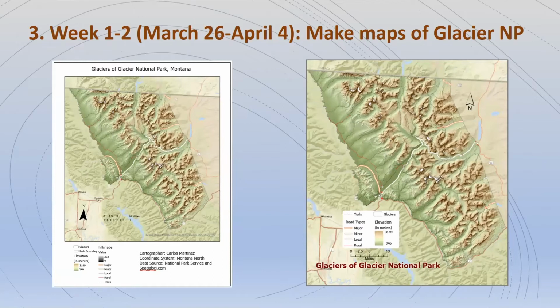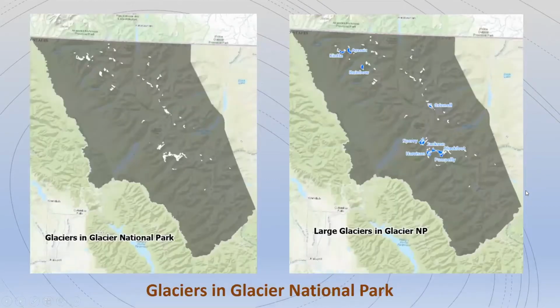Next step, they made the map for Glacier National Park. They needed to make the map for the whole park, and they needed to apply the skills they learned before this project. In this example, you can see that they used the DEM and also hillshading to make the map. Some people also made a glacier map based on the data they collected.